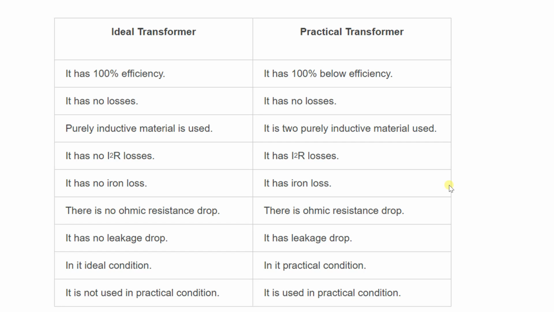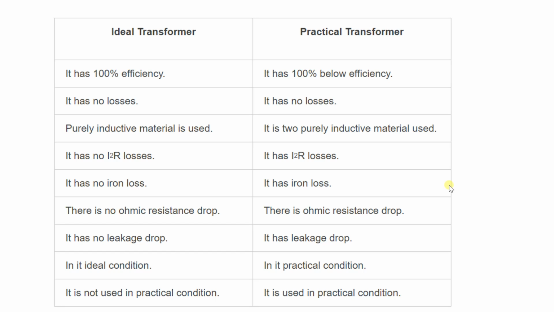Before moving on, there is a difference table between the ideal transformer and the practical transformer. First of all, the ideal transformer has 100% efficiency, but practical transformer efficiency is below 100%. There are no losses in an ideal transformer, but a practical transformer has some, though negligible, losses. In the ideal transformer, two purely inductive materials are used.